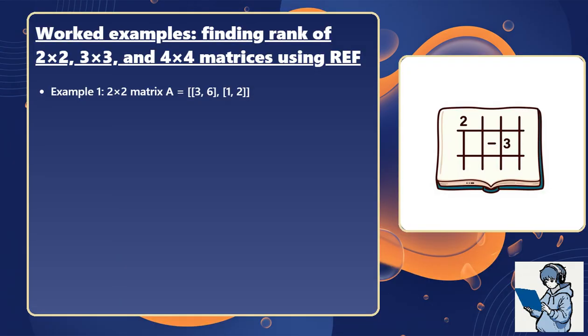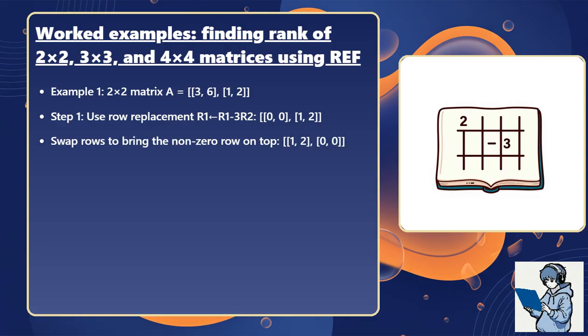Example 1, a 2 by 2 matrix A equals a matrix with first row 3, 6 and second row 1, 2. Step 1, use row replacement. Row 1 becomes row 1 minus 3 times row 2, resulting in a matrix with first row 0, 0 and second row 1, 2. Swap rows to bring the non-zero row on top, giving a matrix with first row 1, 2 and second row 0, 0. Row echelon form has one non-zero row, therefore rank equals 1.